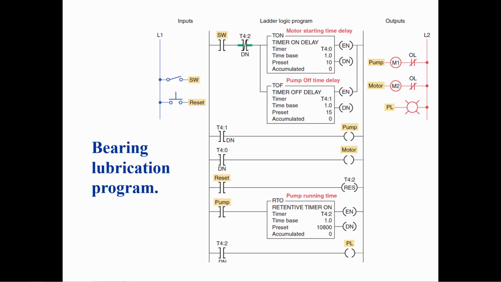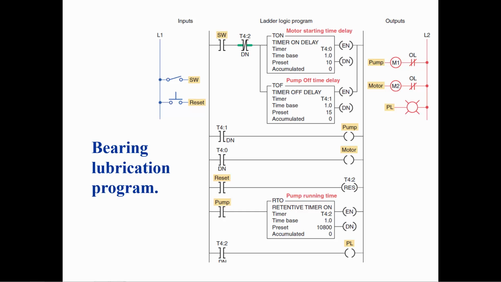The pump will run when the done bit for T4:1 is a 1. The done bit for T4:1 will be a 1 as soon as the switch is closed and for 15 seconds after the switch SW is opened. T4:1 is a timer off delay.